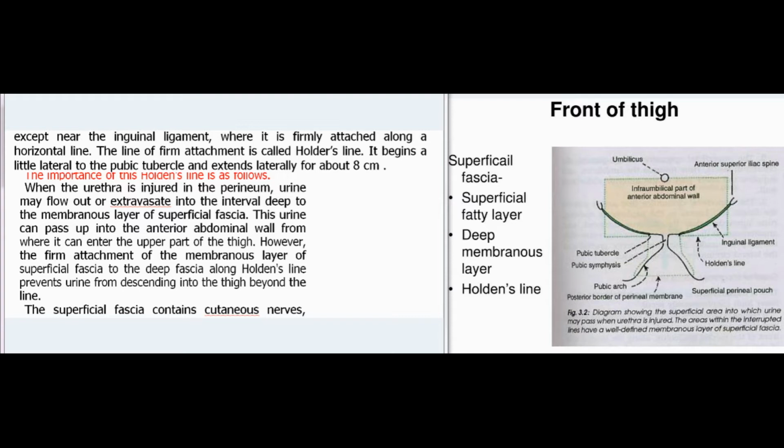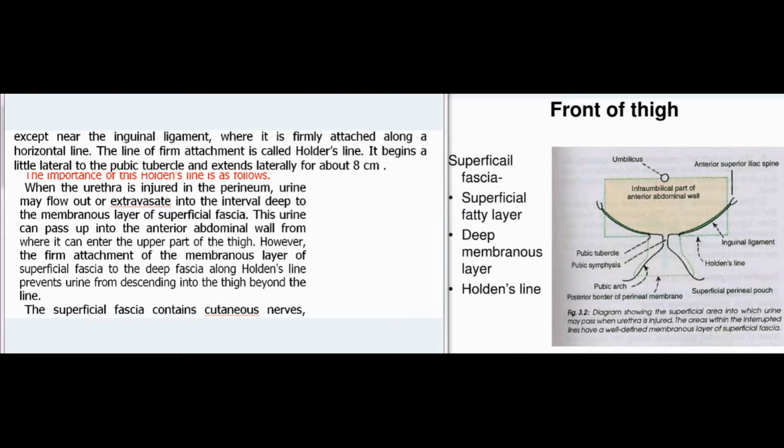The importance of this Holden's line is as follows. When the urethra is injured in the perineum, urine may flow out or extravasate into the interval deep to the membranous layer of superficial fascia. This urine can pass up into the anterior abdominal wall from where it can enter the upper part of the thigh. However, the firm attachment of the membranous layer of superficial fascia to the deep fascia along Holden's line prevents urine from descending into the thigh beyond the line.